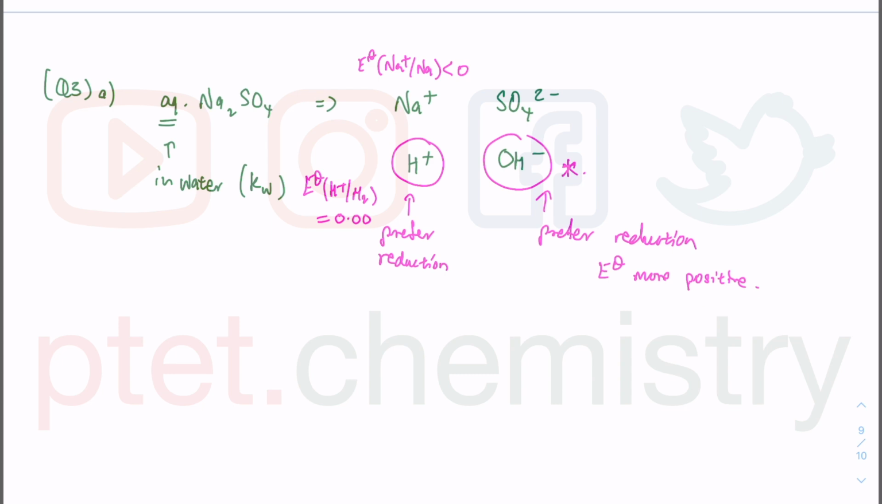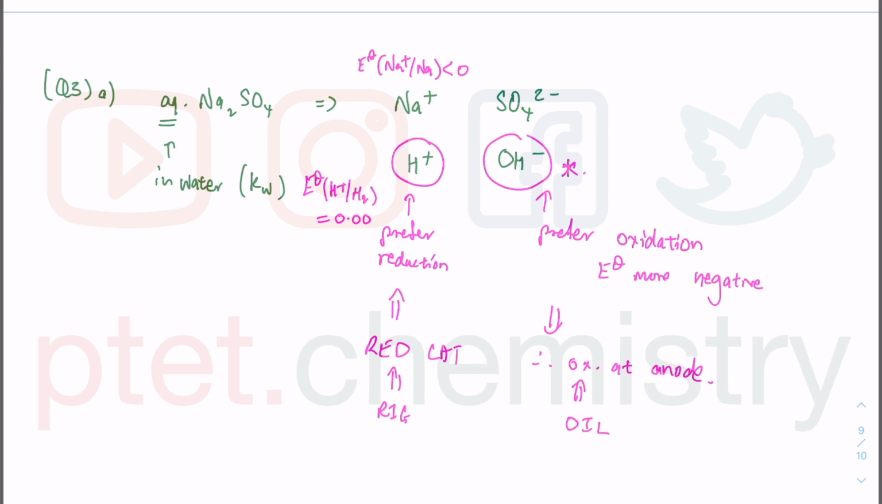What am I talking about? It's actually the more negative E0 that prefers oxidation. I was wrong there. E0 more negative, prefer oxidation. E0 more positive, prefer reduction. Reduction happens at the cathode, therefore oxidation at the anode. Reduction is gain of electrons, and oxidation is loss of electrons. These are just some of the usual acronyms that I use whenever I try to think about all these things.